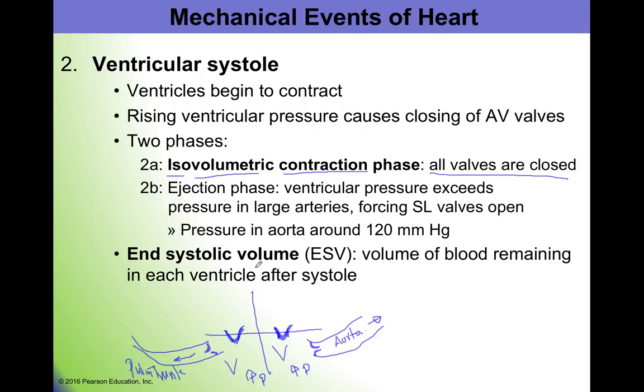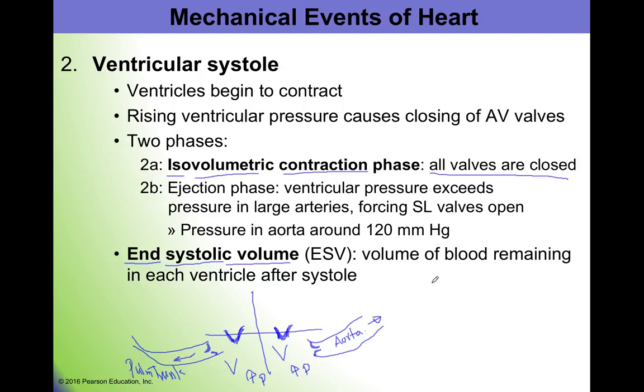Now, by the end of this stage, you have emptied as much blood as you can. So at the end of this stage, the volume that is left inside your ventricle is called the end systolic volume. End systolic volume is the volume of blood that is remaining inside your ventricle after they're done with their contraction.